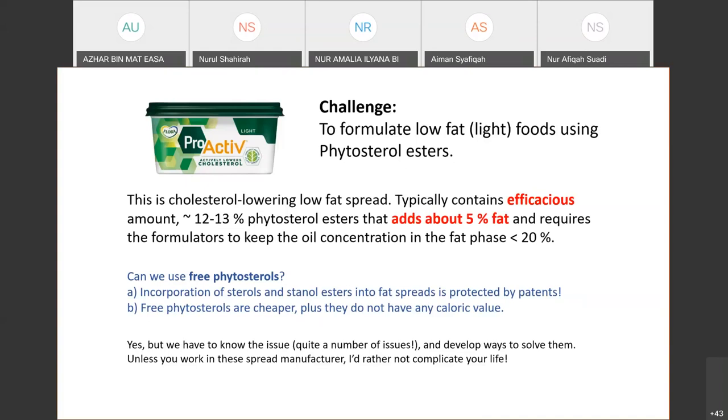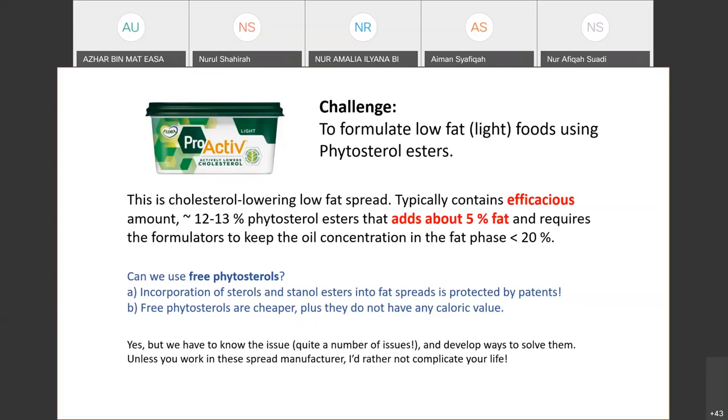So it is possible to use free phytosterol, but there are several issues regarding free phytosterol. As mentioned before, the solubility issue. In order for you to solubilize it, you have to increase the temperature. But the problem is when you bring the temperature down during processing, during storage, like fat spread, people put in the refrigerator, it will start to become solid again. It recrystallizes. That is the issue with free phytosterols.